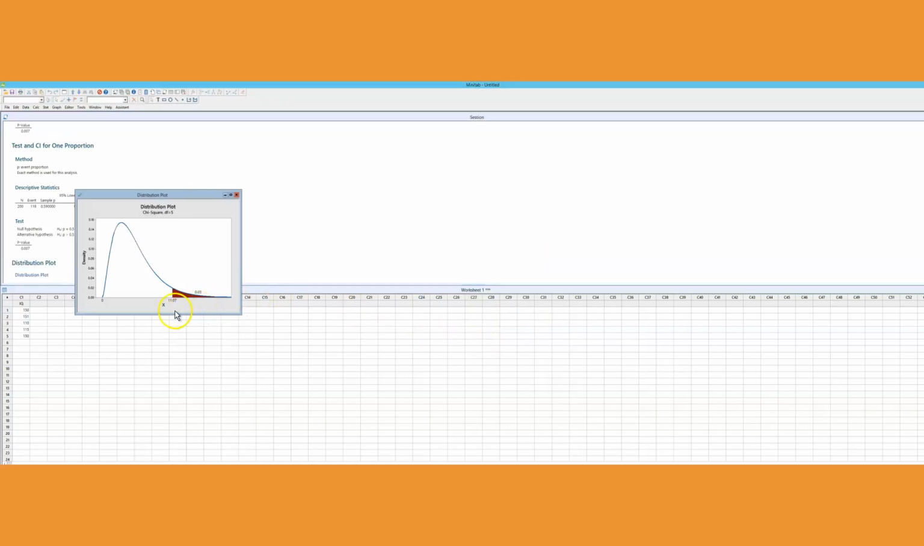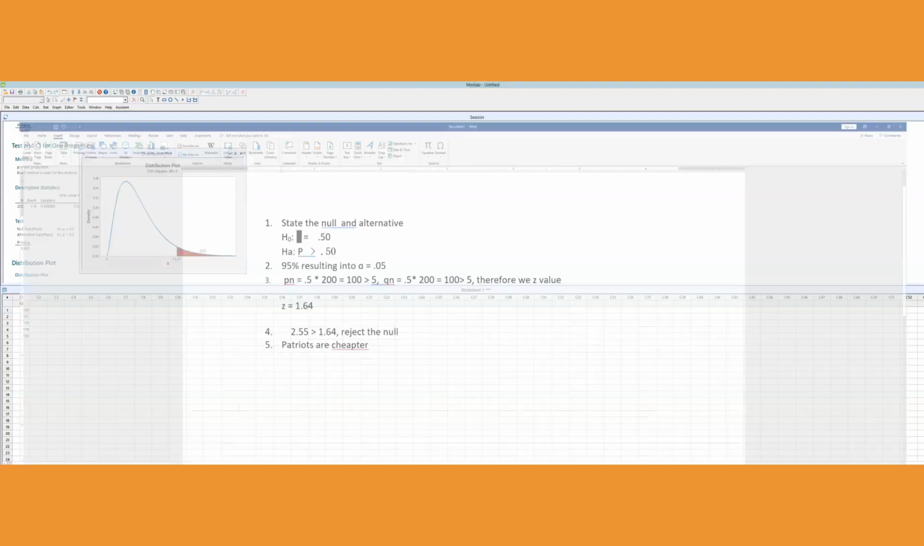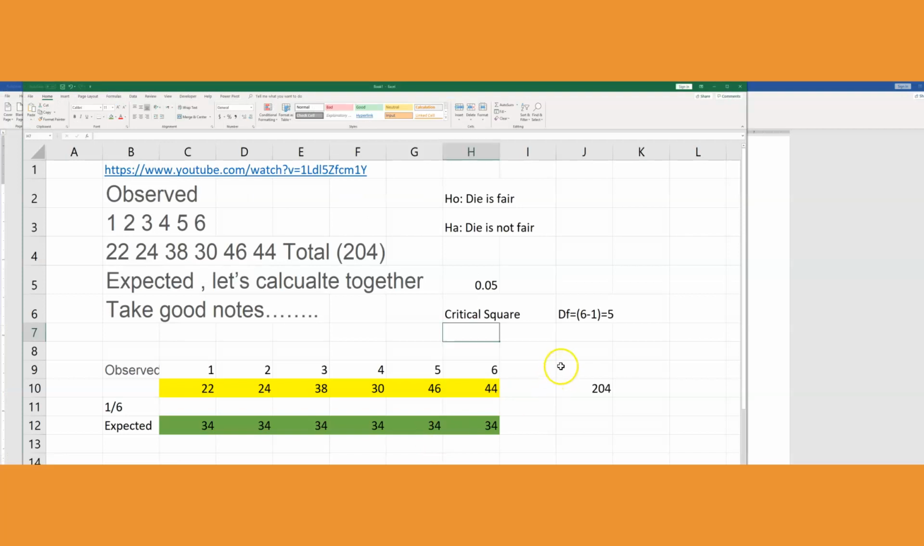And notice that the critical value for the chi-square is 11.07. So I'm going to go back to my Excel and state that the critical value is 11.07. So if I calculate my chi-square and it results in a value greater than 11.07, then we're going to reject the null hypothesis that the die is fair and accept the fact that the die is not fair.